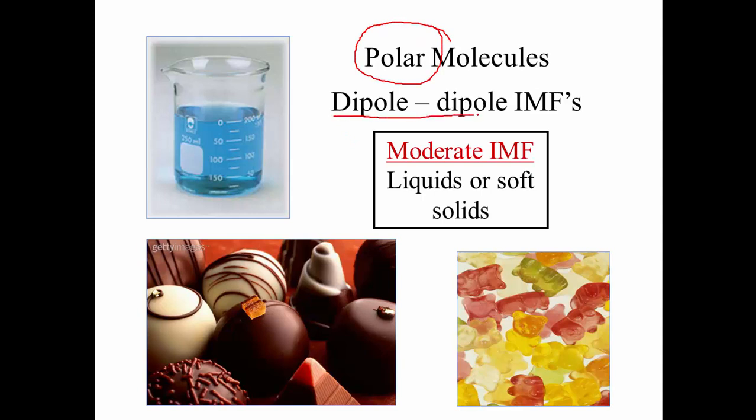So your polar molecules have dipole-dipole intermolecular forces. We often abbreviate intermolecular forces IMF. These are moderate intermolecular forces. They're not as strong as ionic. You can have solids, but they will be soft solids or they will be liquids. This is not water in here, but whatever liquid this is probably dipole-dipole.